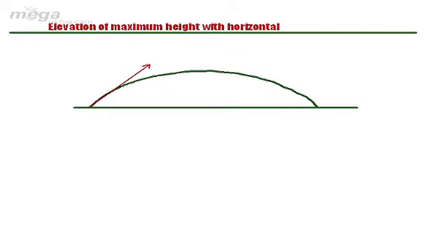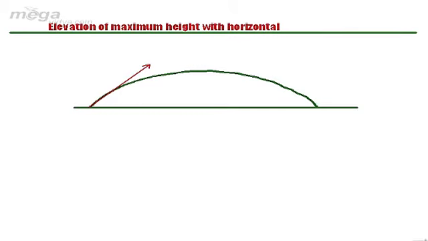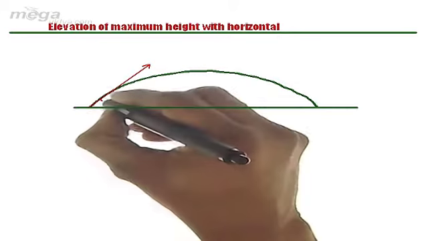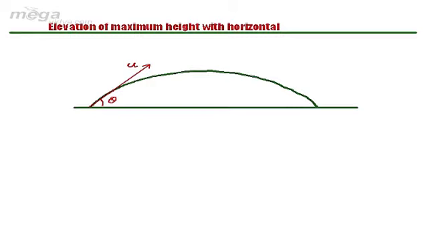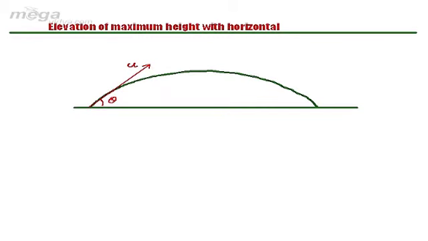Hi students, today we are going to find the elevation of the maximum height of the projectile from the point of projection. Here elevation will be with respect to horizontal. We know if a projectile is thrown at some angle, say theta, with initial velocity u, then the trajectory of the particle will be like this, a parabolic path.